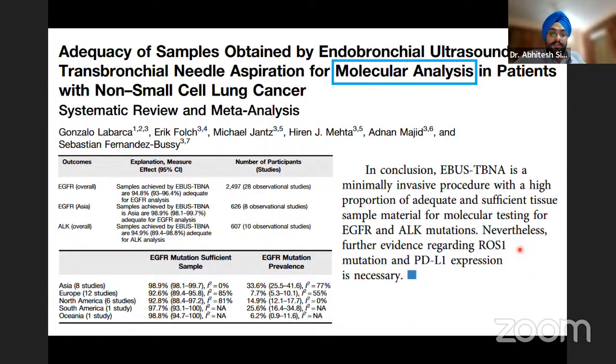So then comes the question of, because nowadays mostly we have to do molecular analysis. If we have an adenocarcinoma, then we have a larger panel to run the test: EGFR, ALK, ROS. This meta-analysis has shown that most of the time we are able to get sufficient tissue for molecular analysis, even with an EBUS TBNA approach.